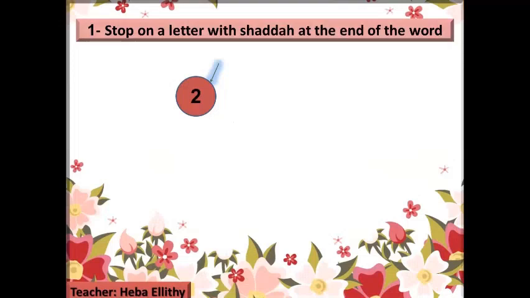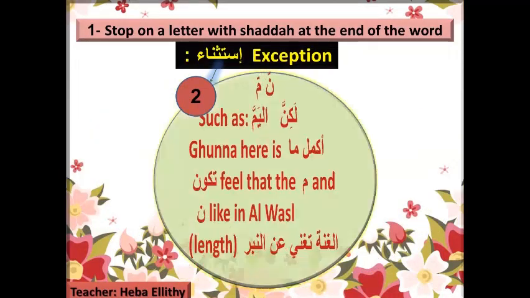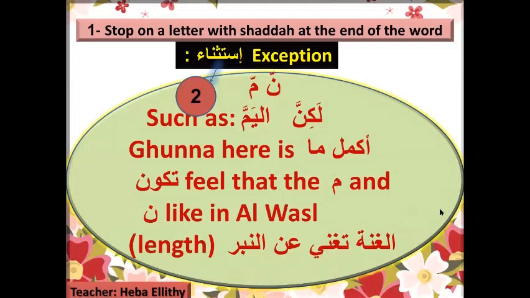Second exception here, the noon and the mim with shadda. Why don't I make nabr on the noon and the mim shadda? Because the ghunna here is أكمل ما تكون. أكمل ما تكون means the longest ghunna in the Quran. Feel that the mim and the noon are like in الوصل, in connecting. It's like when I stop on a word, for example the word لكن, I give it the same time as when I connect لكن. So the one who is listening, he will get it.